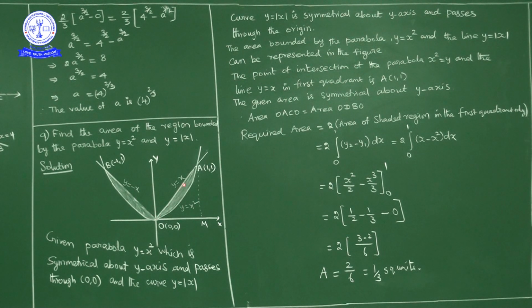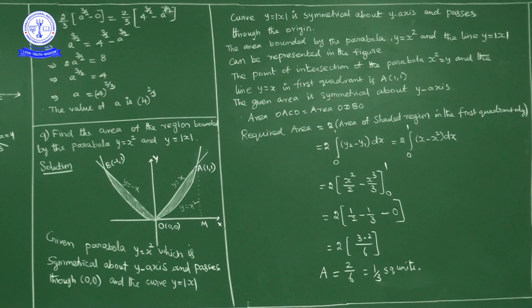this is y is equal to x line, this is y is equal to x square, positive side of x. y is equal to minus x when x is negative, y is equal to x square. Now if you observe, both areas are the same. So instead of calculating the entire area, we will calculate the area in the first quadrant and multiply with 2. Required area is equal to 2 times the area of the shaded region in first quadrant.